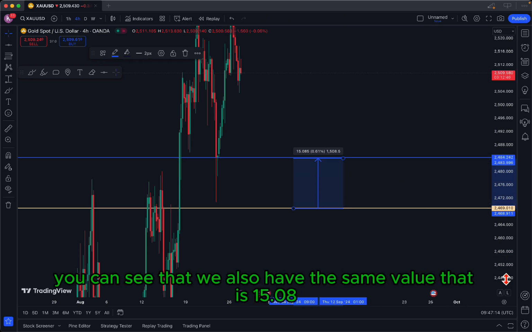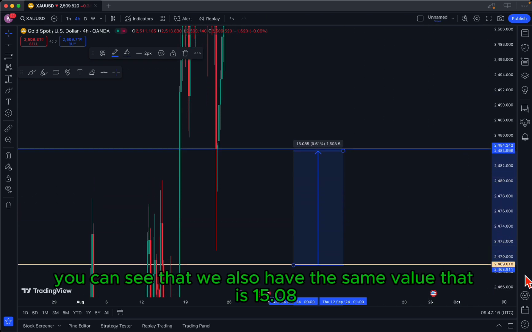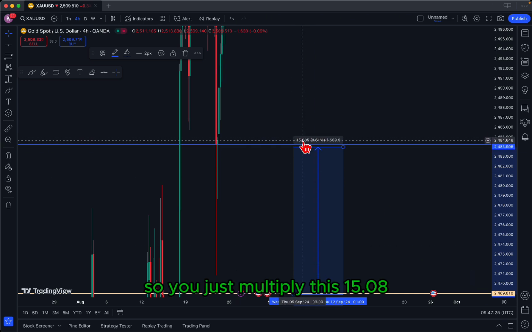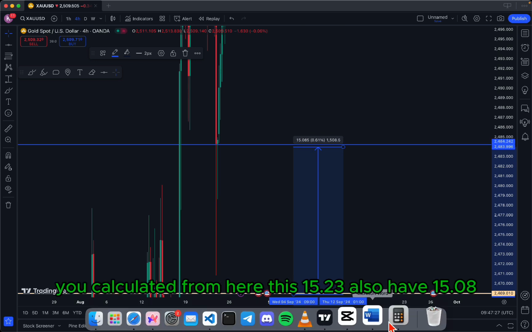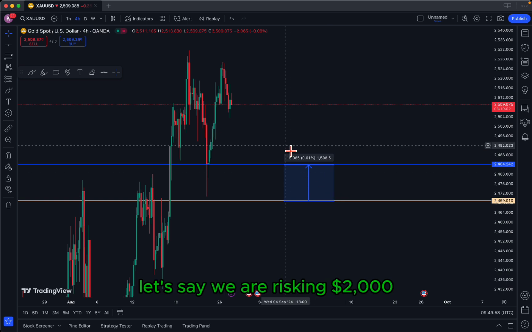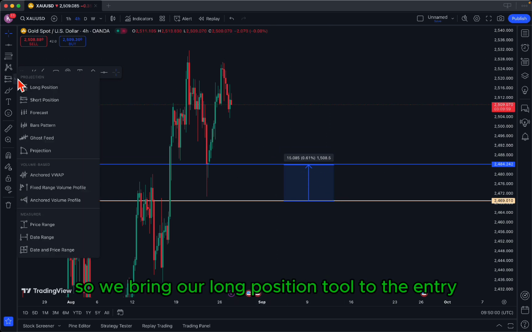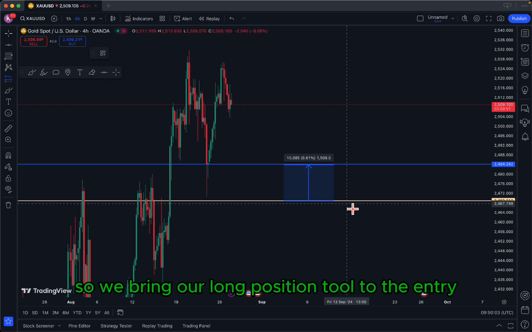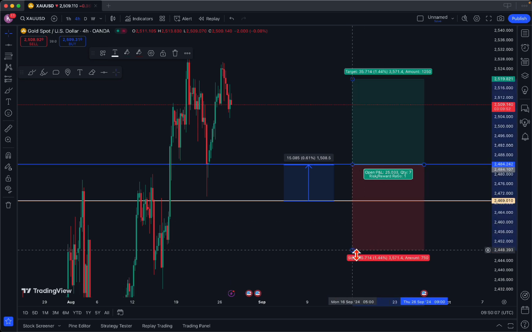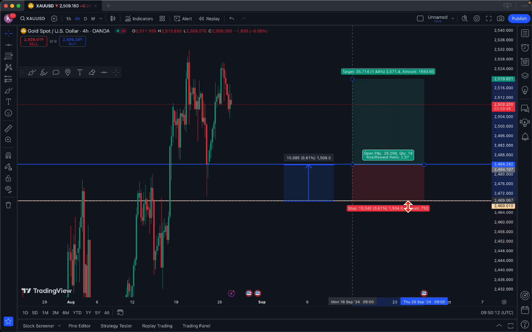You can see that you also have the same value, that is 15.08 change. So you just multiply this 15.08 we calculated from here. This 15.23, they also have 15.08. Let's say we are risking $2,000. So bring our long position to the entry. Here's our entry, here's our stop loss.